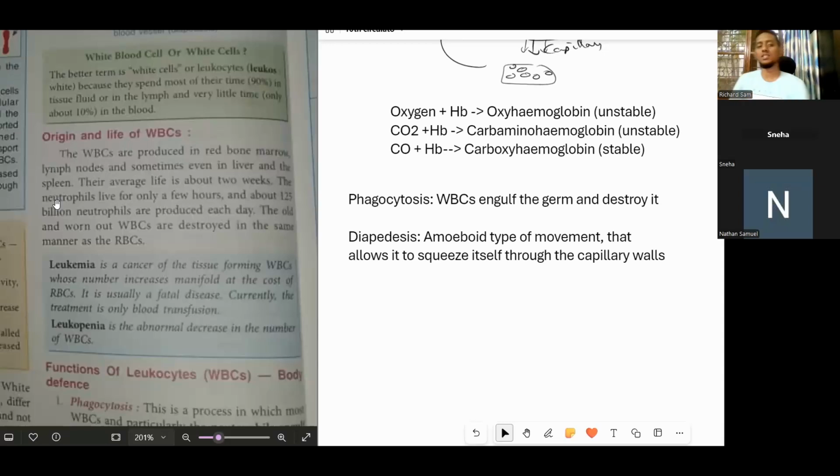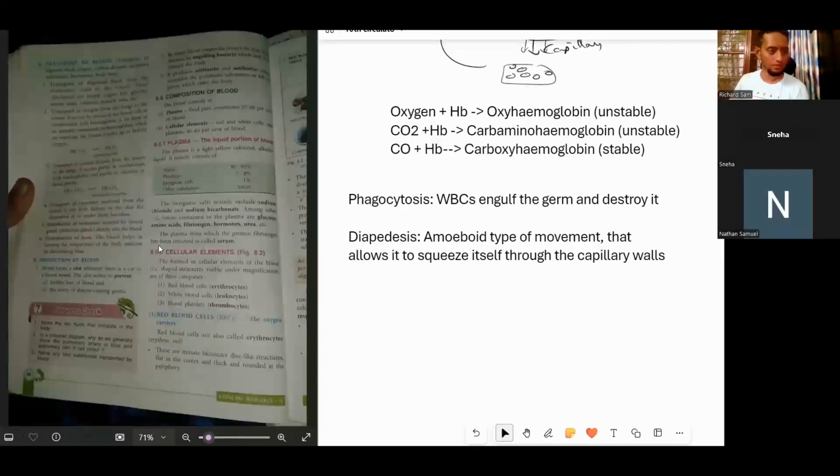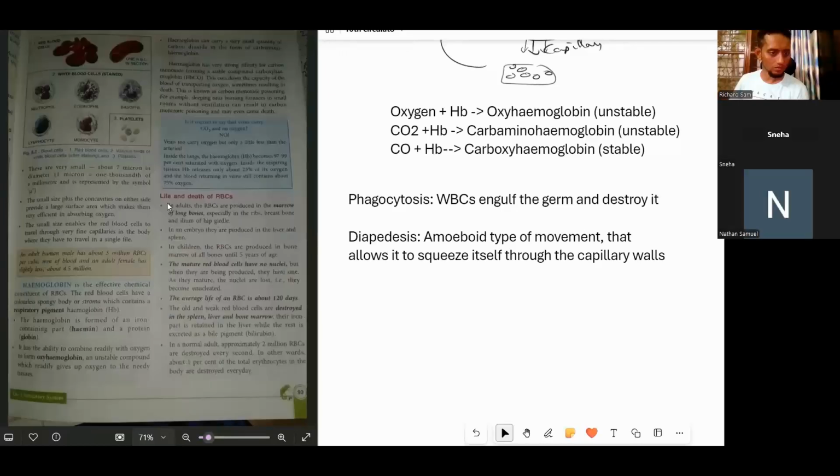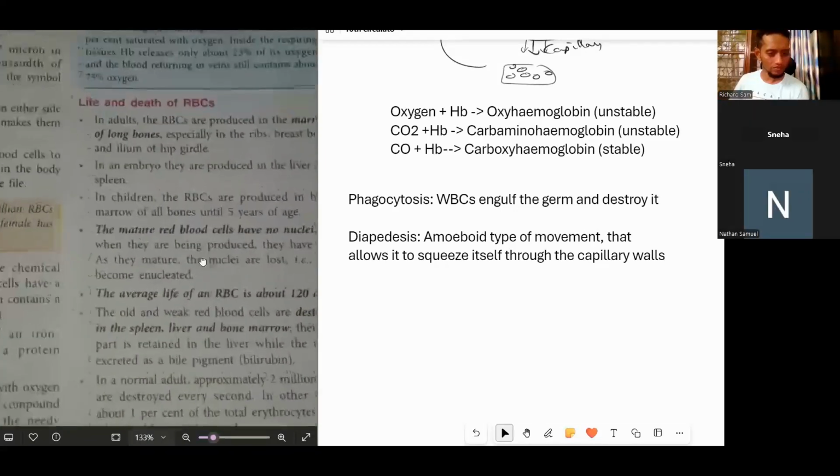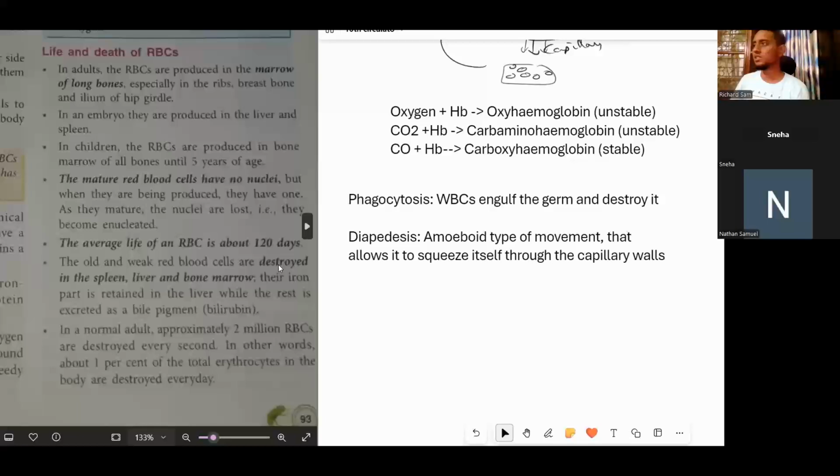Where are they destroyed? Same as the RBC. Where all? Spleen, liver, and bone marrow. Even the WBCs are destroyed in the same three places.